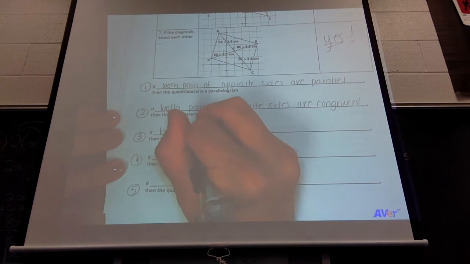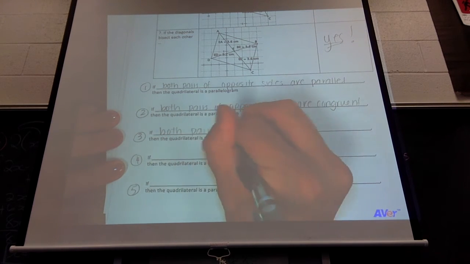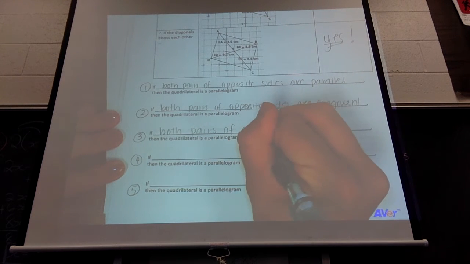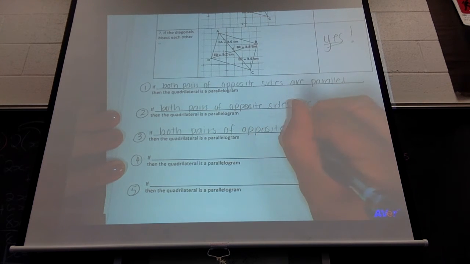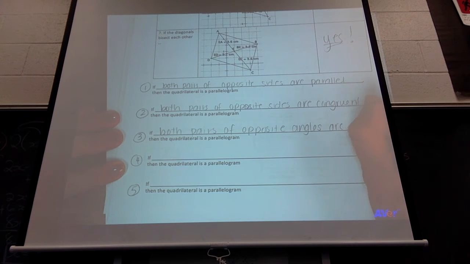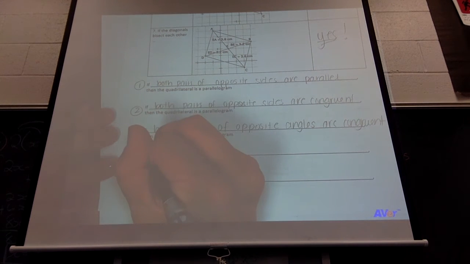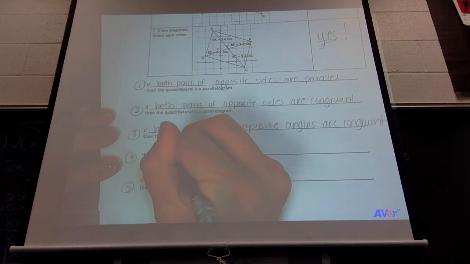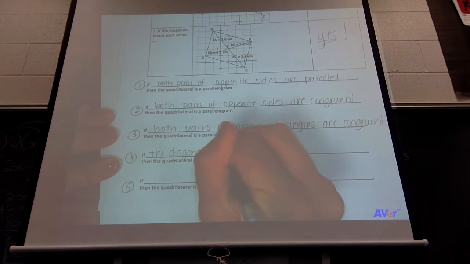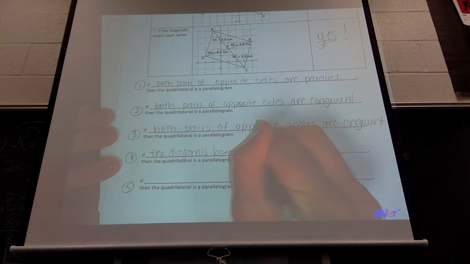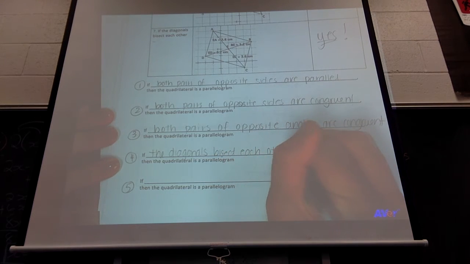If both, and pause if you need to, okay? So if you're still copying, you can press pause and then pick up in a minute. If both pairs of opposite angles are congruent, then the quadrilateral is a parallelogram. If the diagonals bisect each other, then the quadrilateral is a parallelogram.